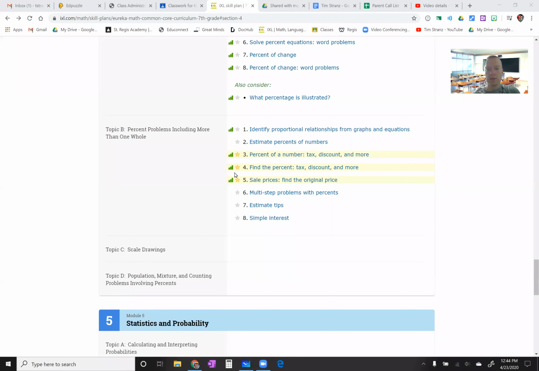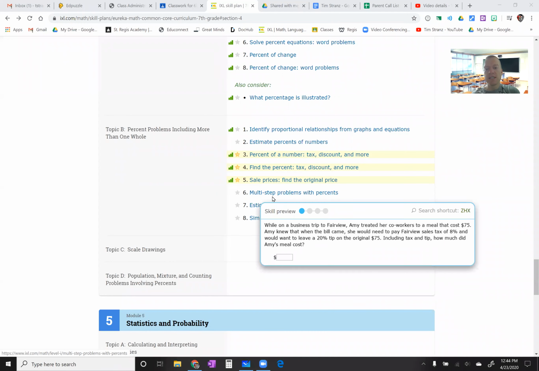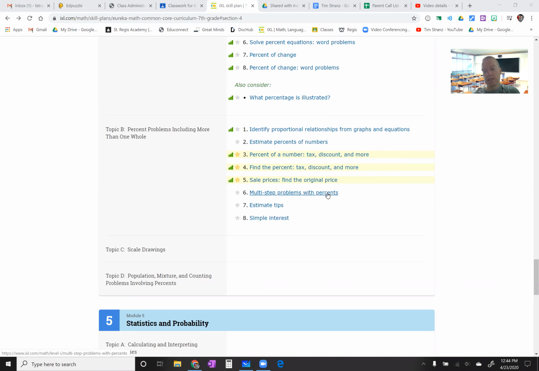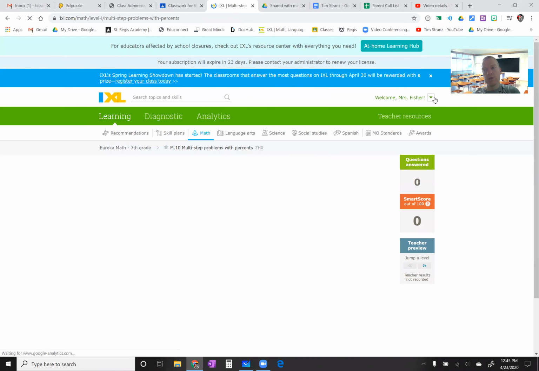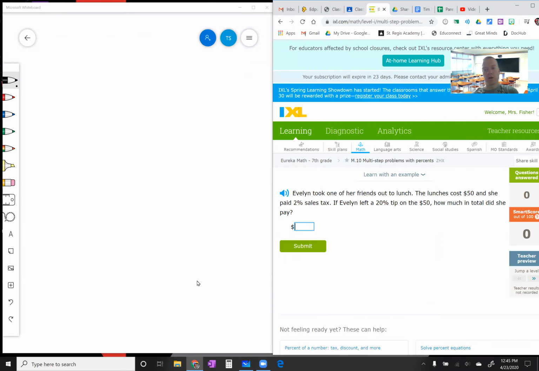Let's take a look. I'm going to share my screen here with you. Let's take a look at what it's called today. So today's is called multi-step problems with percents. So you're going to have two steps to solve the problem. Let me show you here. I'm going to split my screen so I can work on it.